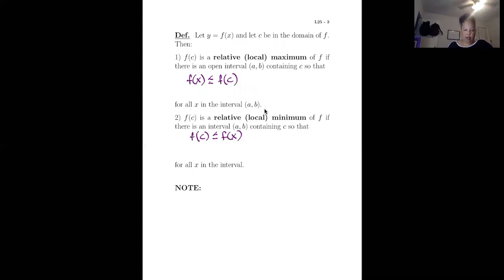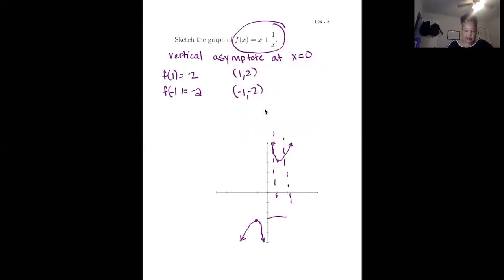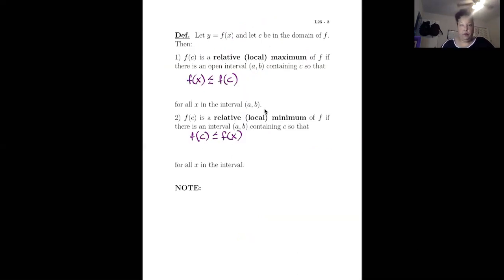So in our example, I have a relative max here because it is the top point and everything around it is smaller. I have a relative min here. We call these relative extrema. That is the relative max and min. Some books will call it local.